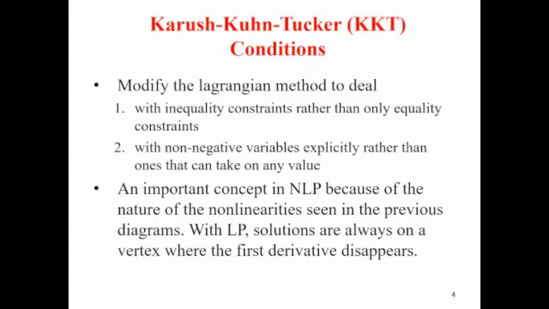Now, the KKT conditions: we need to modify the Lagrangian method to deal with inequality constraints rather than only equality constraints, and with non-negative variables explicitly rather than ones that can take on any value. Again, we've seen that before, where it's an important concept in nonlinear programming, because of the nature of the nonlinearity seen in the previous diagrams. So this KKT is important in that case. With LP, solutions are always on a vertex where the first derivative disappears.